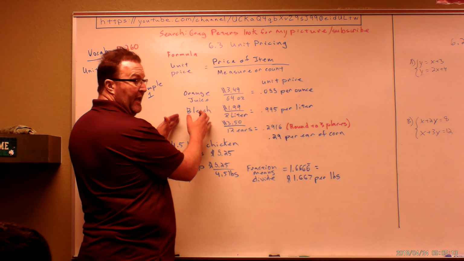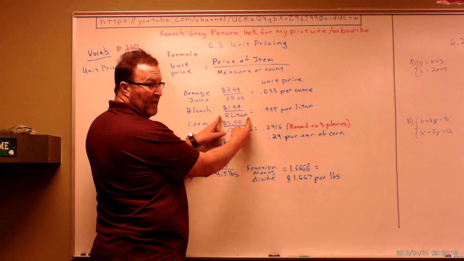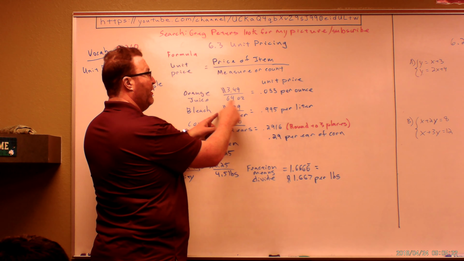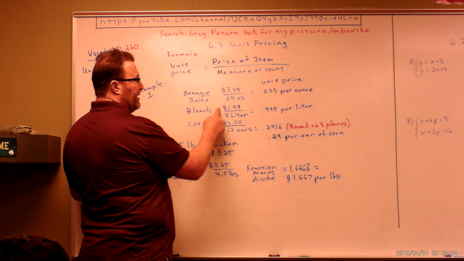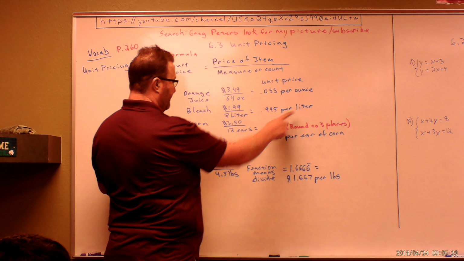Okay, so now bleach. $1.99 a liter, 2 liters. So look, the count is 2. Orange juice, the count is 64, 64 ounces. Bleach, 2 liters. So we take the $1.99, divide it by 2, and we get 0.995 per liter.